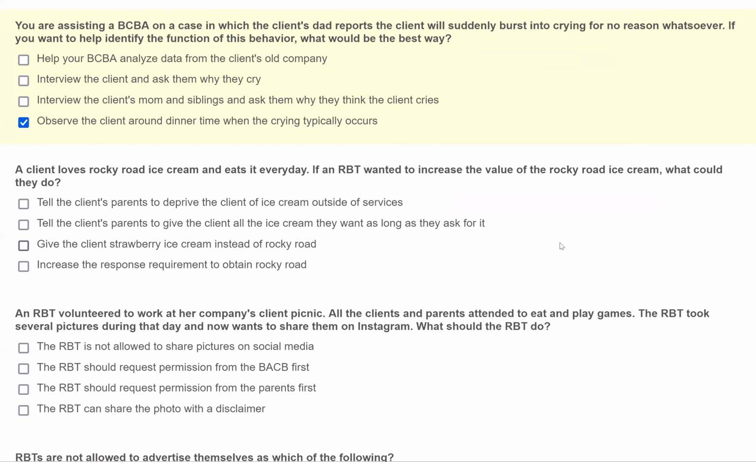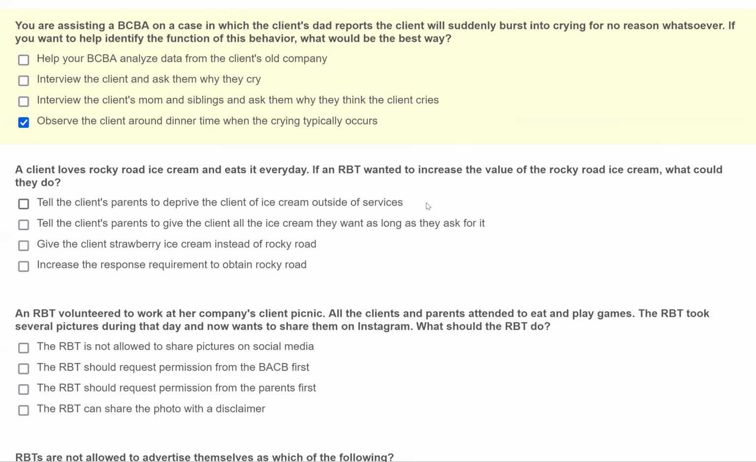Satiation is simply giving someone enough of something where they don't want it anymore. Deprivation is not giving somebody something until they want it. Satiation is giving something to somebody as much as it takes to where they don't want it anymore. So you're either deprived and you really want it, or you're satiated and you don't want it. In this case, the client loves Rocky Road and eats it every day. If we want to increase the value of Rocky Road, well, what should we do? A, tell the client's parents to deprive the client of ice cream outside of services.